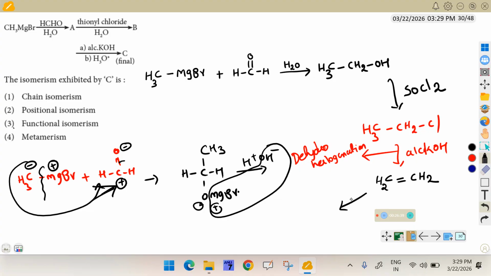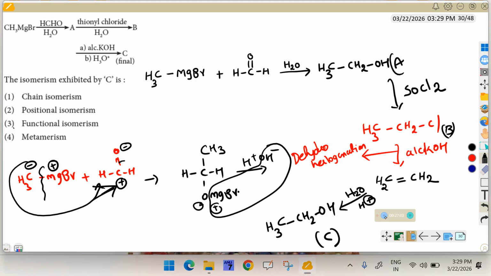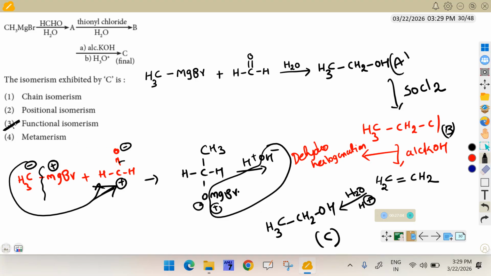Which on further hydrolysis with H2O and H+, that means it undergoes acidic hydrolysis, gives CH3CH2OH. So this is C, this is B, this is A. Alcohols undergo functional isomerism. Third option is the correct option. The functional isomer of an alcohol is an ether.